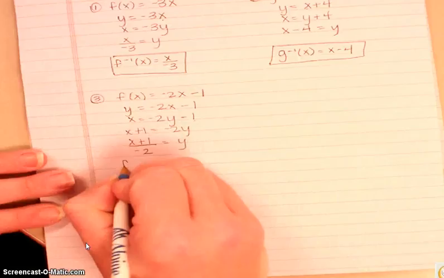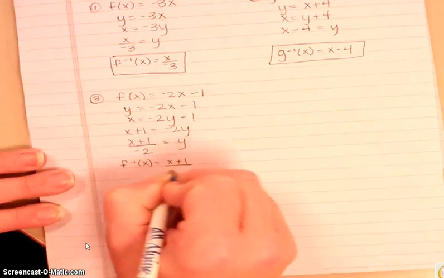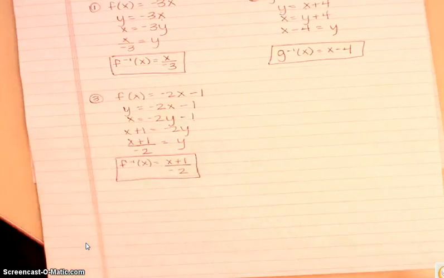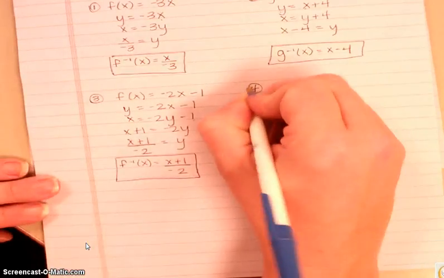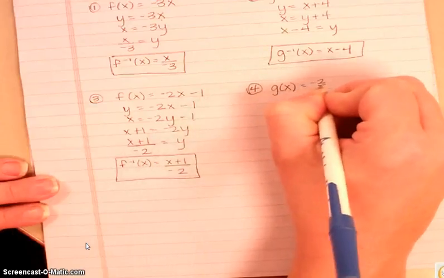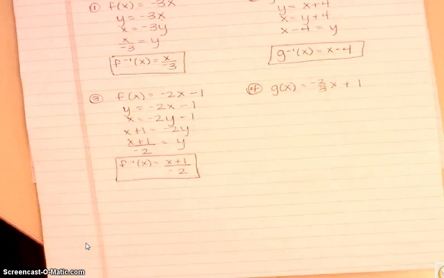And then finally, there it is, and you can leave it just like that. Again, if you want to break it up into separate fractions, that is fine. Okay, last one. g of x equals negative 2/3 x plus 1. And throw a fraction in there.